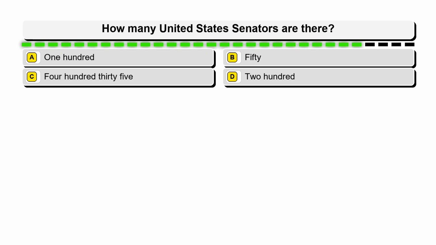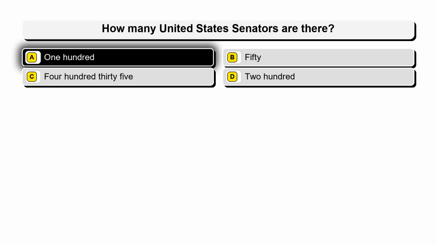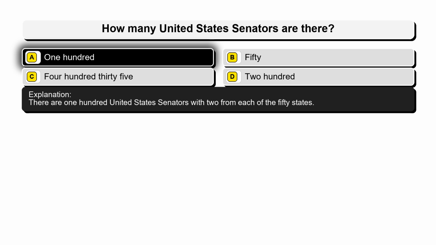Question 76. How many United States senators are there? Option A, 100. Option B, 50. Option C, 435. Option D, 200. The correct answer is option A, 100. There are 100 United States senators with 2 from each of the 50 states.